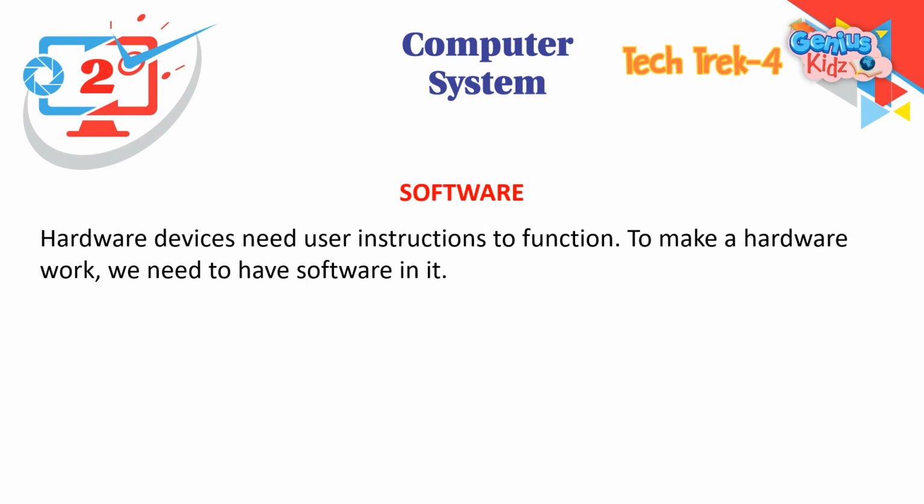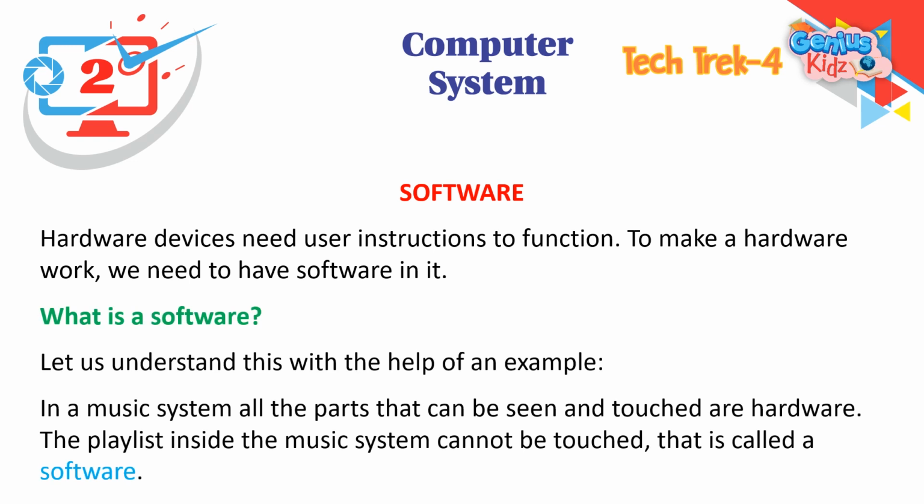Software. Hardware devices need user instructions to function. To make a hardware work, we need to have software in it. What is a software? Let us understand this with the help of an example. In a music system, all the parts that can be seen and touched are hardware. The playlist inside the music system cannot be touched, that is called a software.